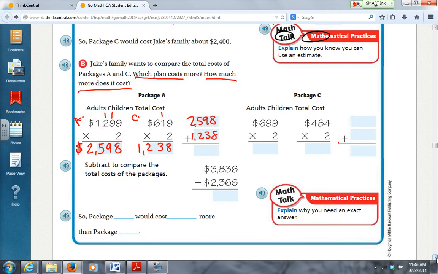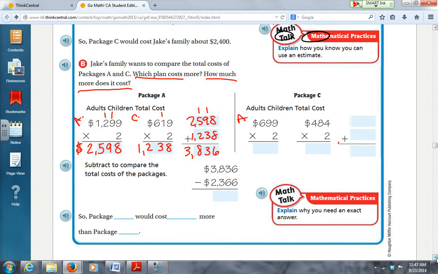8 plus 8 is 16. Carry the 1. 9 plus 3 is 12. Plus 1, 13. 5 plus 2 is 7, plus 1 is 8. Good. And 2 plus 1 is 3. Okay, so 3,836 is going to be A. Now we got to find out package C.